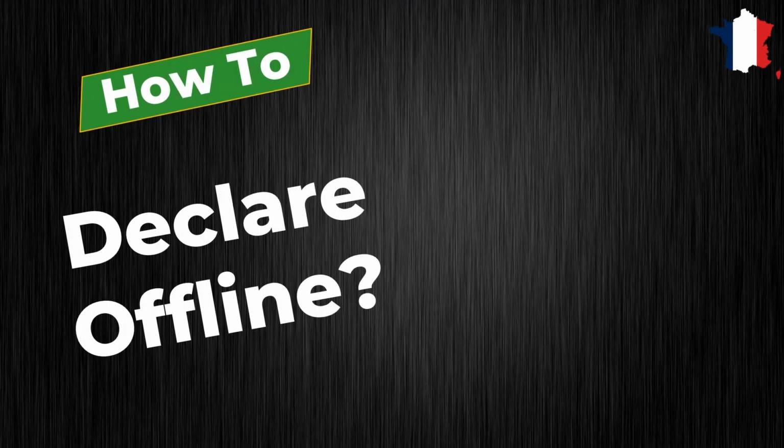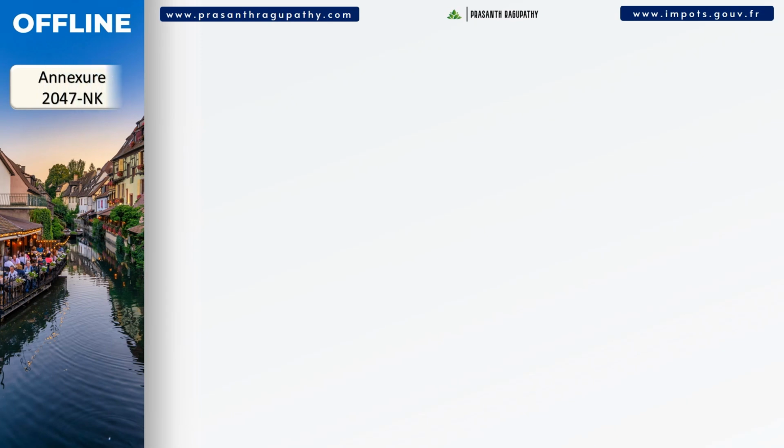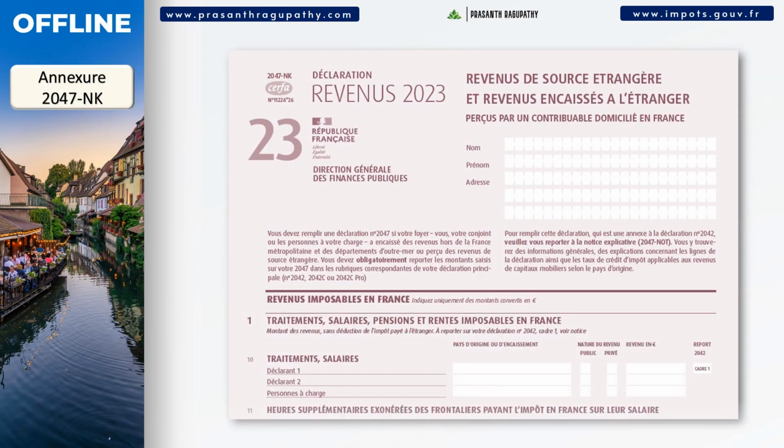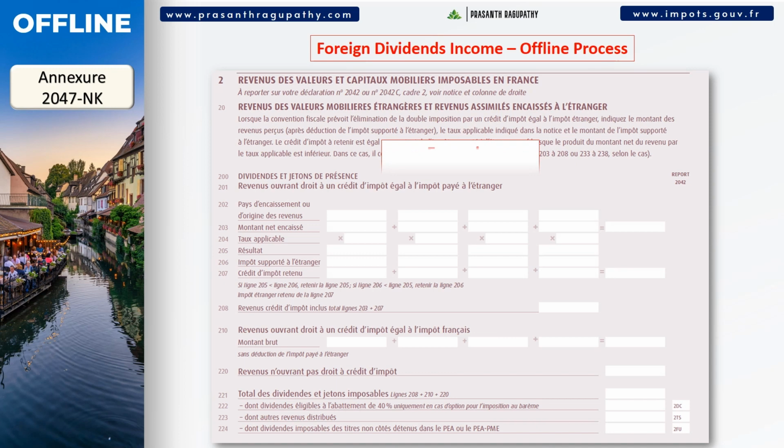Now, let us explore the offline paper-based method of declaring these dividends using the 3 tax forms. You can download the Annexure Forms 2047 NK, 2042C and the main tax form 2042 from the links shared in the description below. Next, we move on to section 2 of the Annexure 2047.